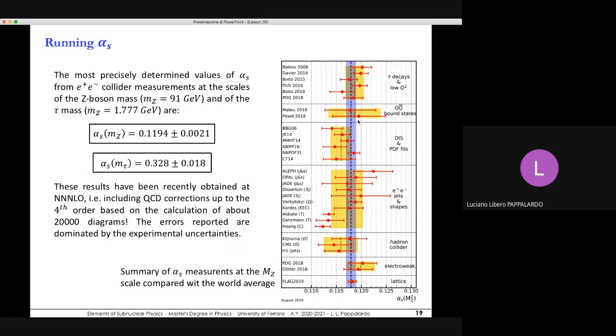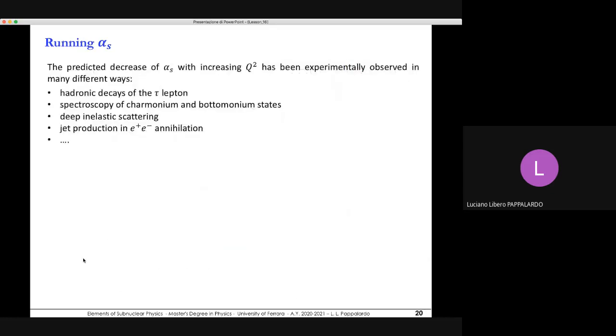Some are more precise, some are less precise, and the blue band that you see here is the present world average. This is updated up to 2 years ago, essentially. Okay, but this is the present value at the scale of the Z boson mass. So as I just mentioned, the predicted decrease of alpha strong with increasing Q square has been observed experimentally in many, many different ways. Okay, so by studying the hadronic decays of the tau lepton, in spectroscopy of the charmonium and bottomonium states, in deep inelastic scattering, in jet production, in e+e- annihilation, and several others.